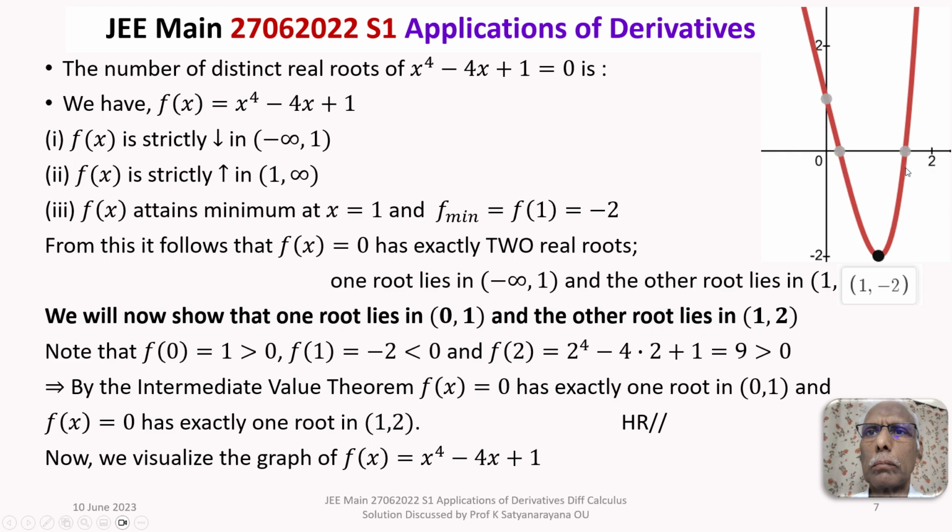From the first analysis in the first slide, I cannot guarantee that it crosses the x-axis at a particular place. It crosses the x-axis somewhere here and somewhere here, and now I can say precisely that this root lies between 0 and 1, and this root lies between 1 and 2.